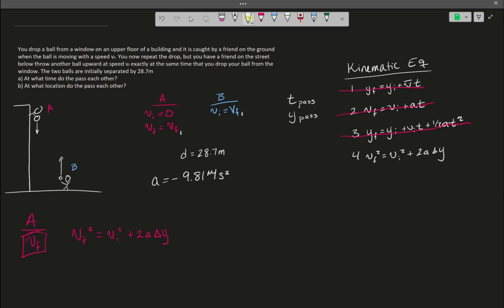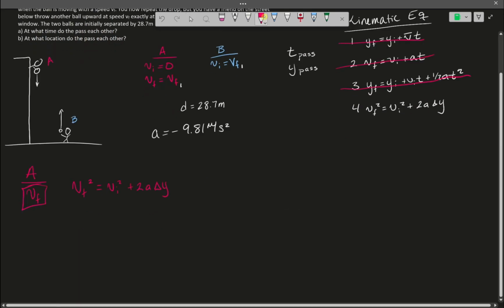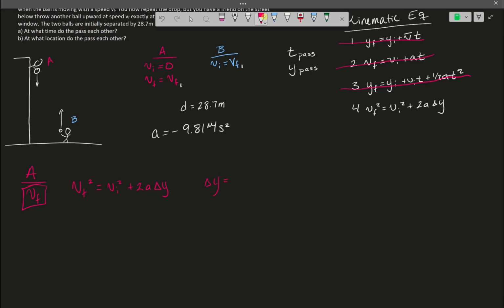So I can use 28.7 meters for this displacement, but it's going to be negative 28.7 meters because it is being displaced in the negative direction. So my final velocity is equal to plus or minus the square root of my initial velocity squared, which is 0, plus 2 times negative 9.81 times negative 28.7. And because the object is falling, I know that this velocity is going to be a negative value.